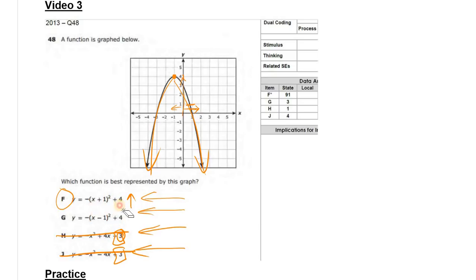Once again, you don't have to have that memorized because you could simply have started graphing those into your calculator, and when you graphed this, it would have looked like that. So the answer is F.